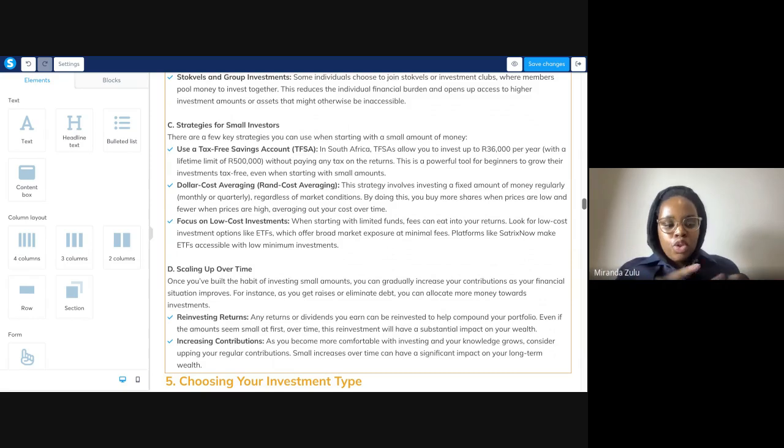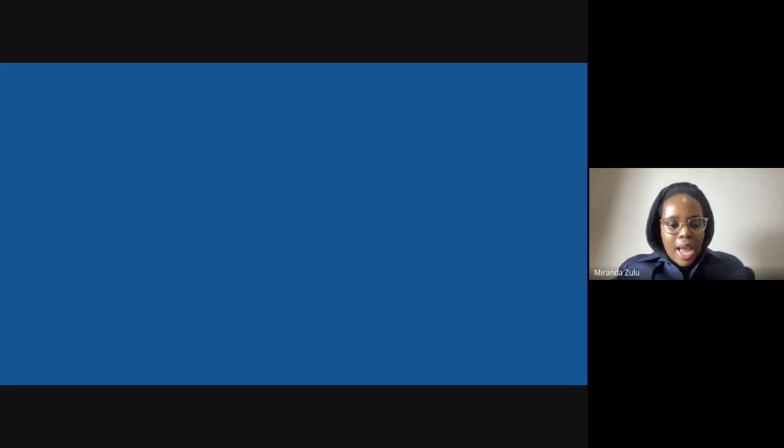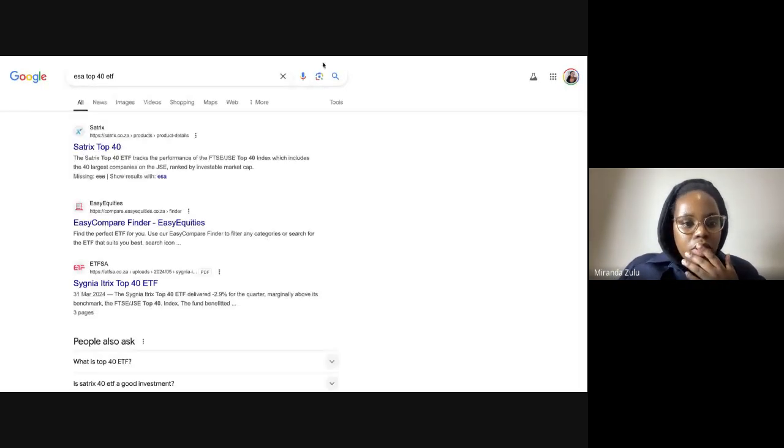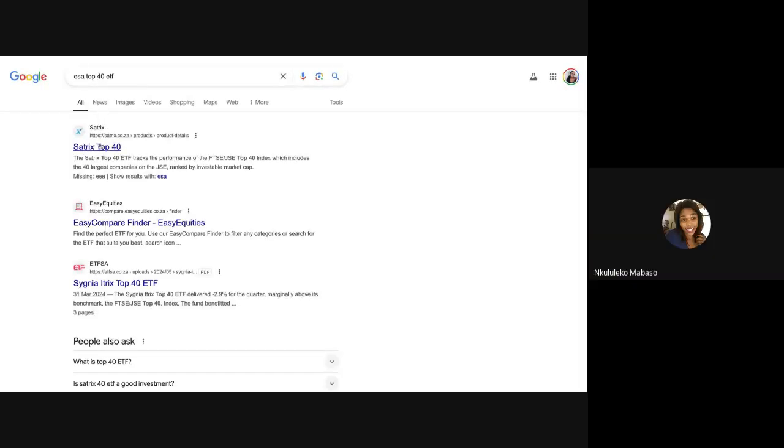Two, an ETF takes away the guesswork, or the thinking work, for me as a beginner. I don't even know, especially when I was in the beginning. Yes, I do have an accounting background. For me, it was easier to understand a graph. I was able to read company financials because of my accounting background. But someone who doesn't have that wouldn't know where to start. They wouldn't know what to look at. Like, let's say the Top 40 ETF. What is the name for it? Satrix.